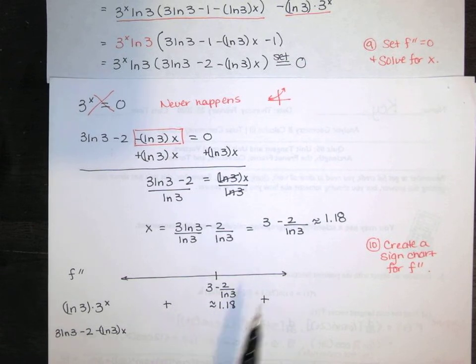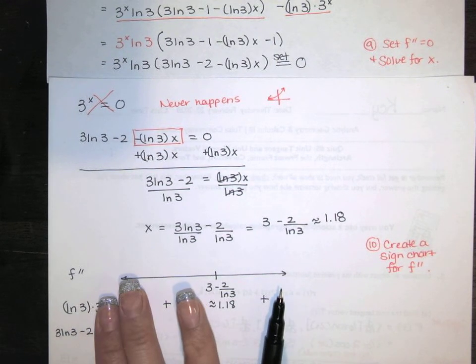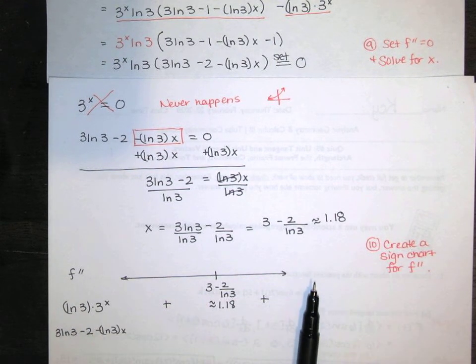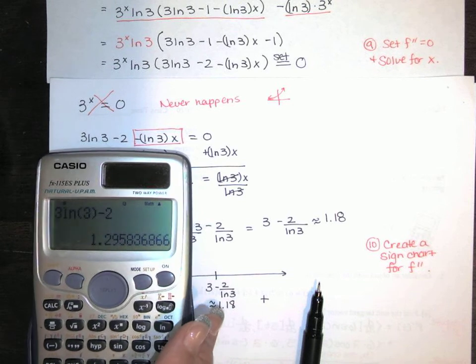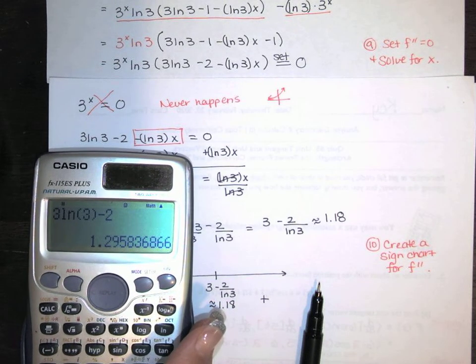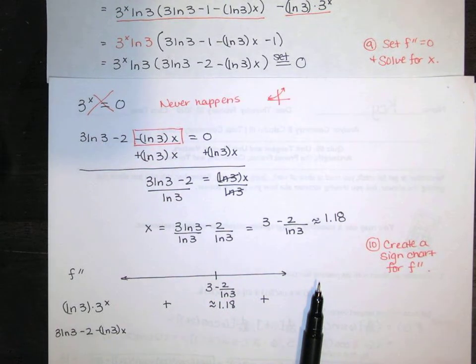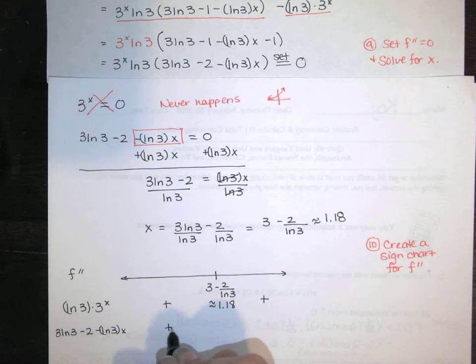X equals 0 is the easiest test value over here. So when x is 0, this is gone. So I just have 3 natural log of 3 minus 2. Pretty sure that's positive. Let's check it out. So we get 1.2958, or about 1.3. So it's positive.